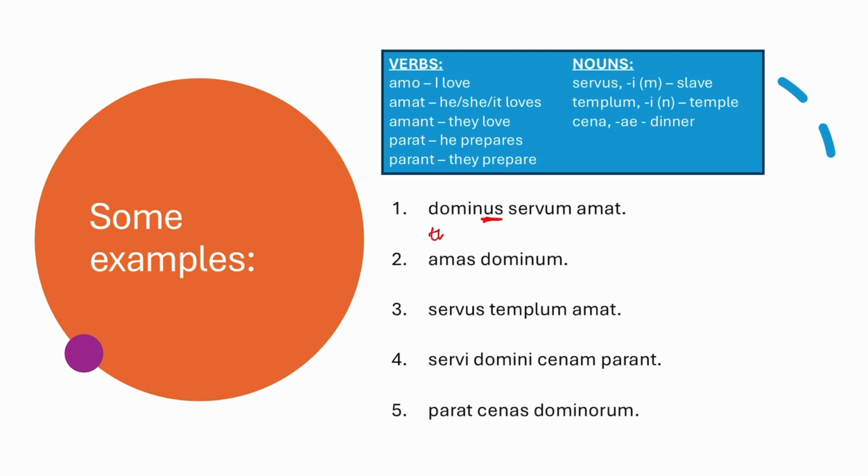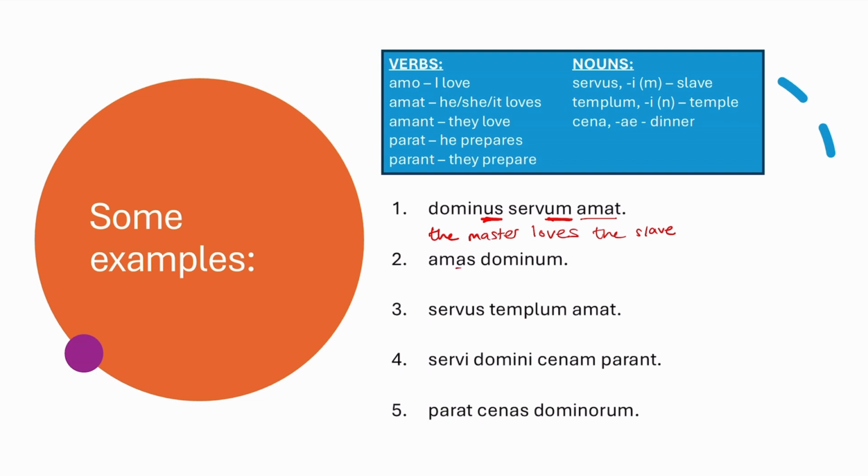So, the master loves. Amat, you could say likes, doesn't matter either way. And then servum, he is the accusative, he is the object. So he loves the slave. In Latin, word order is nowhere near as strict as English. However, the verb does like to be at the end, which I have not done in the second one.